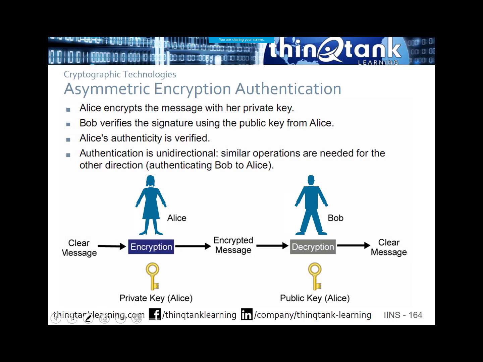For authentication, it's the opposite. Alice encrypts the message with her private key, which only she knows. Bob verifies the signature using the public key from Alice. Alice's authenticity is verified. Bob could do the same thing in the other direction.